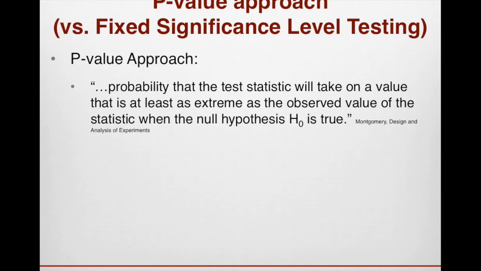So we resort to the p-value approach, where the p-value approach is concerned with the probability that the test statistic will take on a value that is at least as extreme as the observed value of the statistic when the null hypothesis H0 is true.